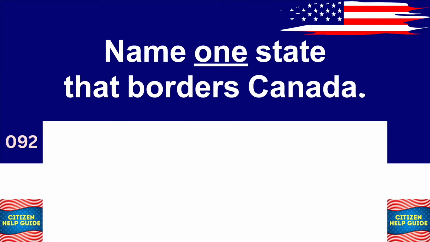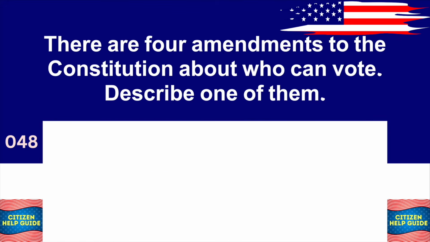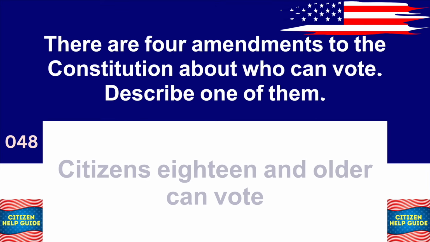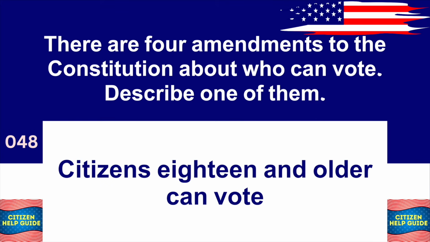Name one state that borders Canada. New York. There are 4 amendments to the Constitution about who can vote. Describe one of them. Citizens 18 and older can vote.